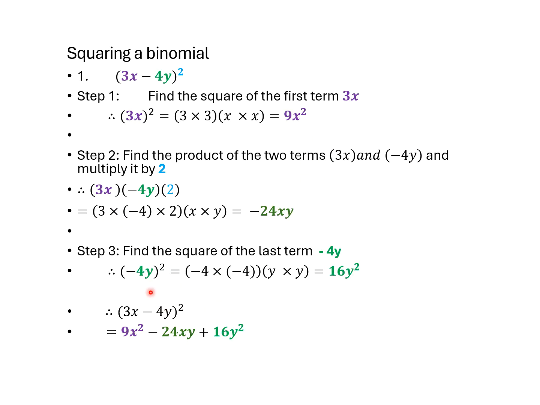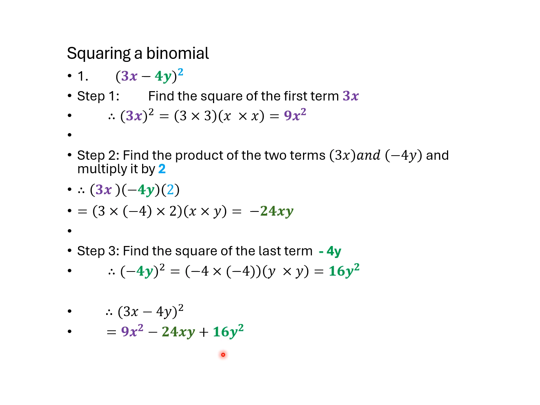So in short, go straight from the bracket. 3 times 3, 9. x times x, x squared. For the middle, 3 times negative 4 gives me negative 12. Negative 12 times 2 would give me negative 24. The only two variables I have in the bracket are x and y, so negative 24xy. Negative times negative, positive, 4 times 4, 16y squared.